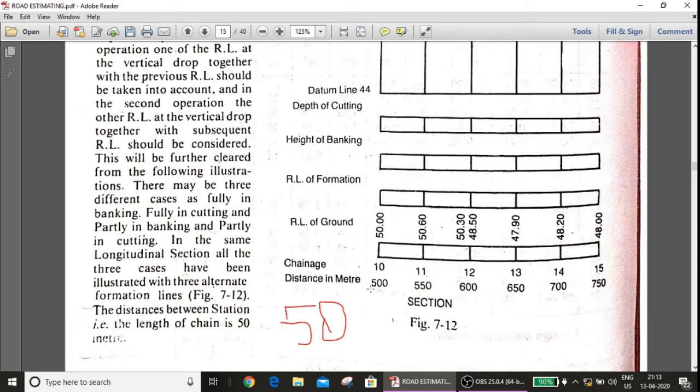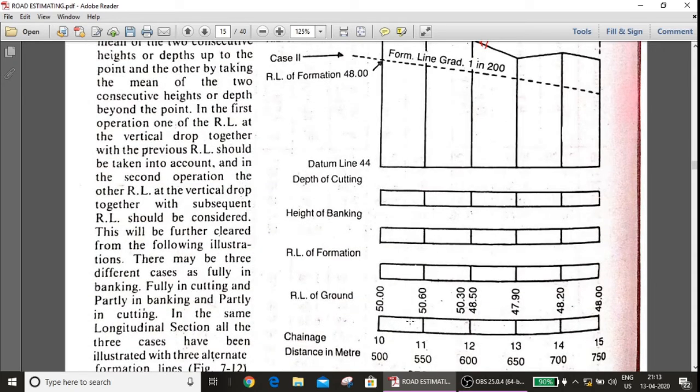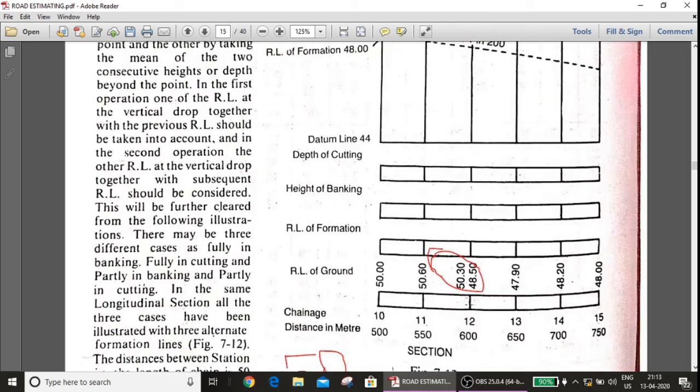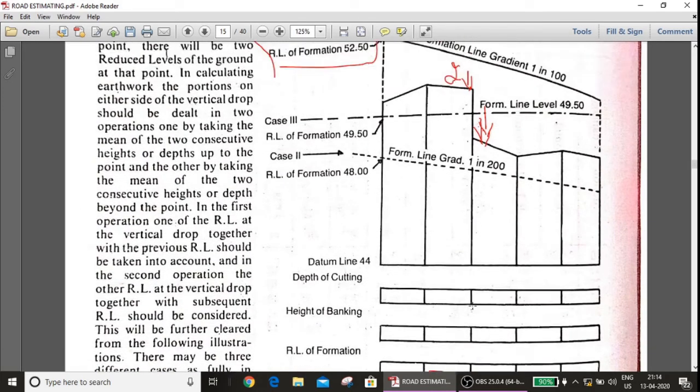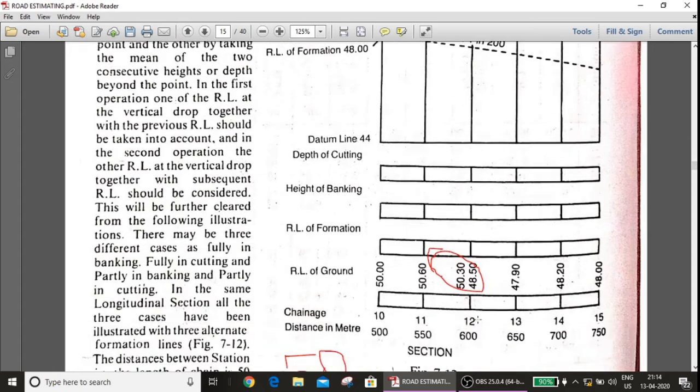So you can see 500, 550, 600, 650. The RL of the ground is 50, 50.60, 50.30, 48.50. Why are the RLs taken twice here? Because there is a drop. For the station at 12 there is a drop, so we have to take two RLs, at the top and at the bottom. So 50.30, 48.50, next 47.90, 48.20, 48.00.